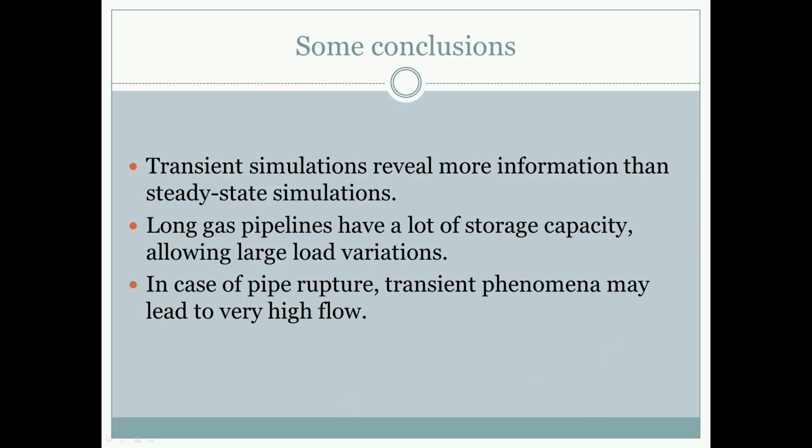So we saw that long gas pipelines have a lot of storage capacity, which is a very good thing during normal operation. The consumer can take out much more mass flow during short periods, and such load variations will be smoothed out by the pipeline's storage capacity. And this is a transient phenomenon which we study carefully with simulations.